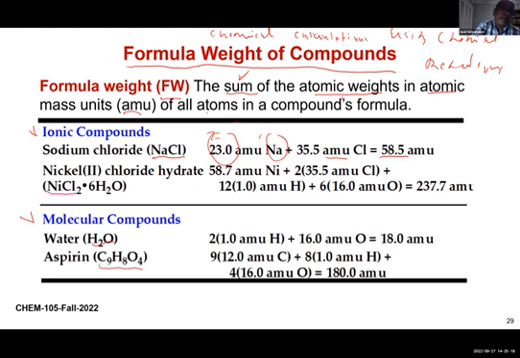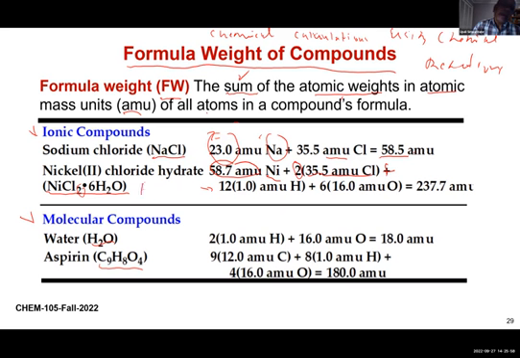In a complex formula like this, you have to calculate the number of atoms. There is 1 nickel atom. This is nickel's formula mass, 58.7. There are 2 chlorides, so you multiply by 2; 35 is the atomic mass of chlorine. And you add them up.